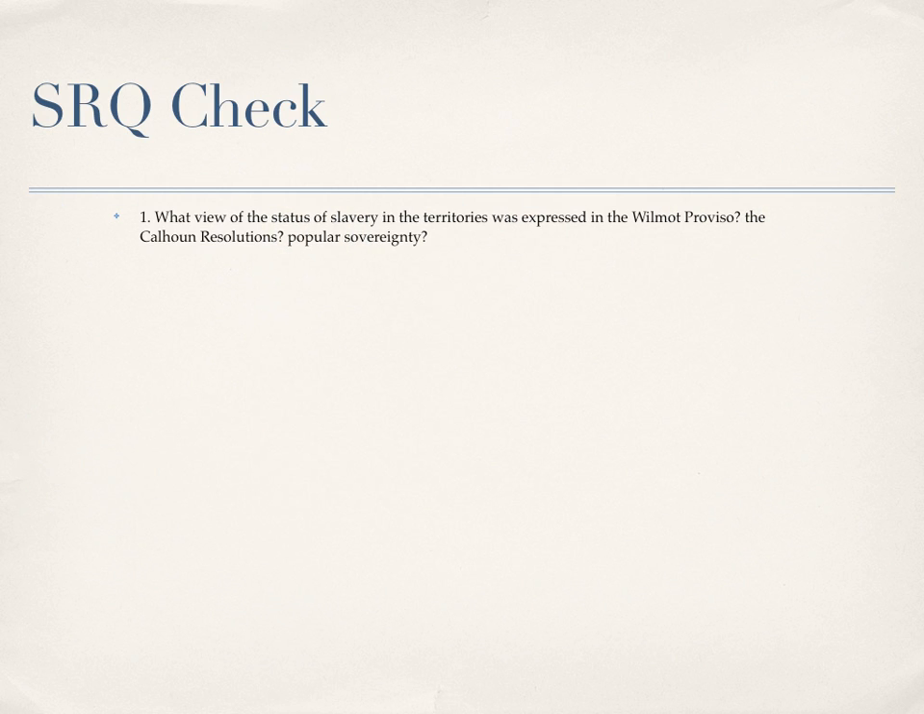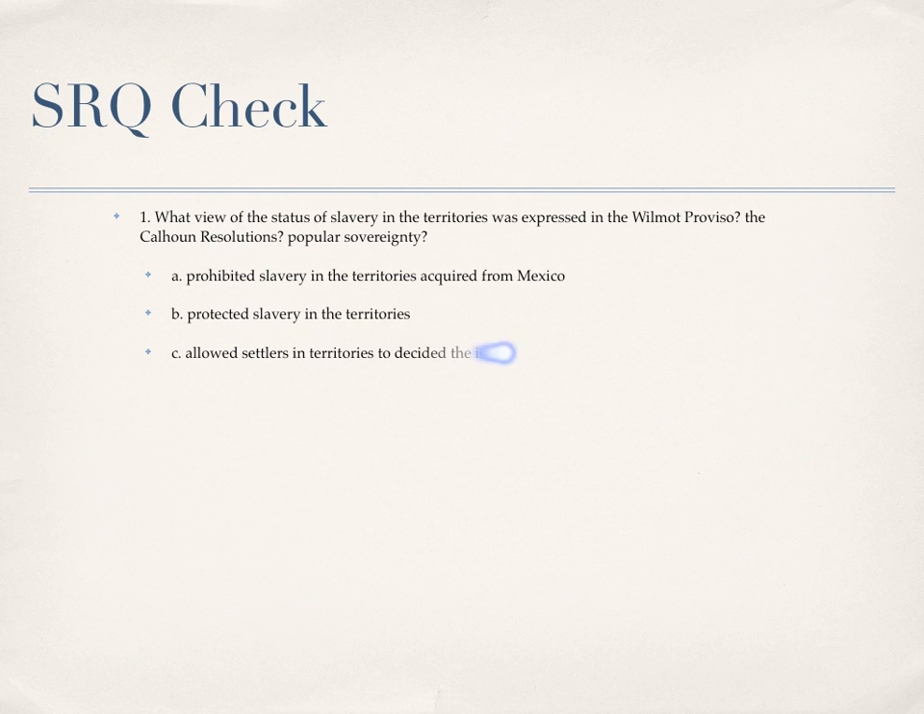What view of slavery in the territories was expressed in the Wilmot Proviso, the Calhoun Resolutions, and popular sovereignty? For the Wilmot Proviso, you saw that it wanted to prohibit slavery in the territories acquired from Mexico. The Calhoun Resolutions wanted to protect slavery in the territories, and popular sovereignty wanted to allow settlers in the territories to decide the issue for themselves.